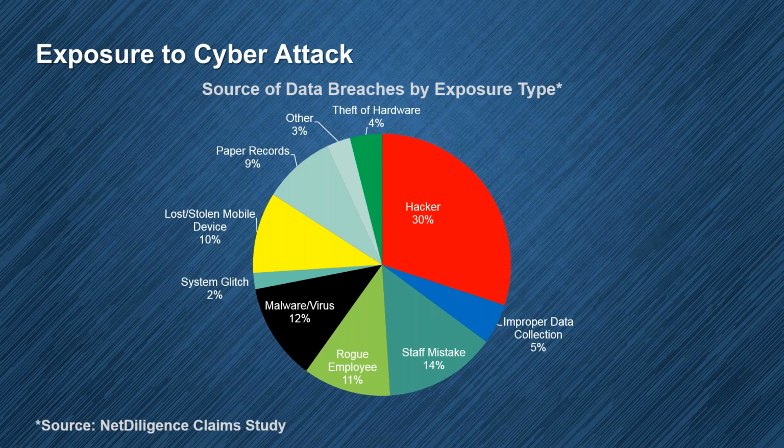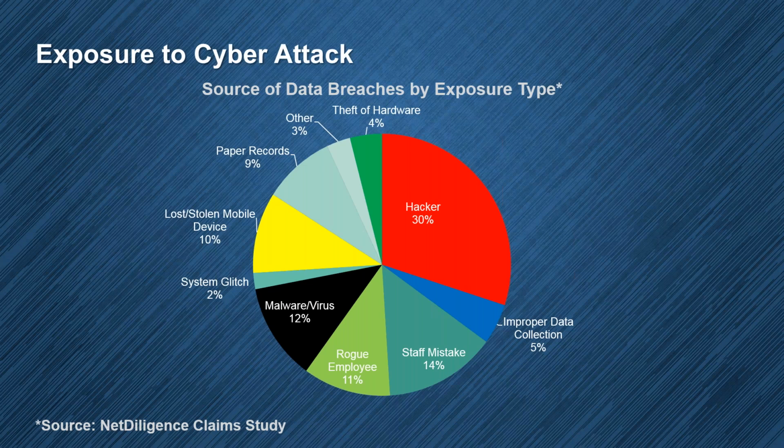So I love this pie chart because hackers in red. And when we think about a cyber policy, we think, how do these things happen? How does this information get breached? Hackers, right? 30%, it's right there, nice and big. Look at rogue employee, 11%, and staff mistake, 14%. Add that together, 25%, that's almost as much as hacker.